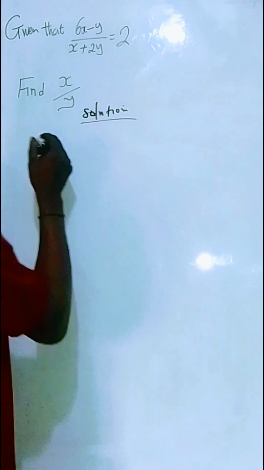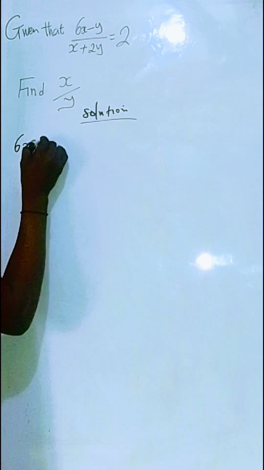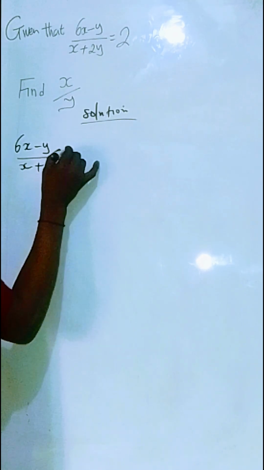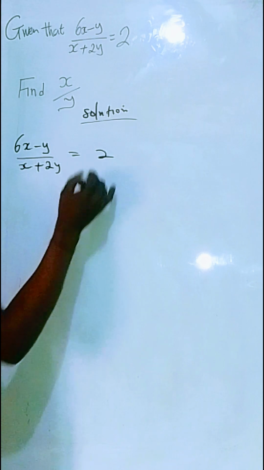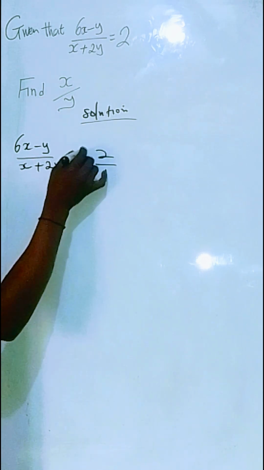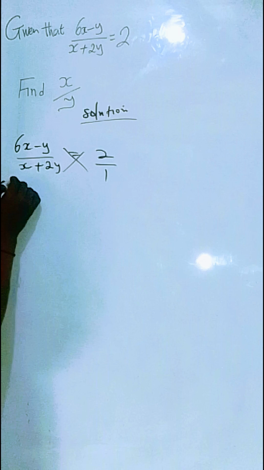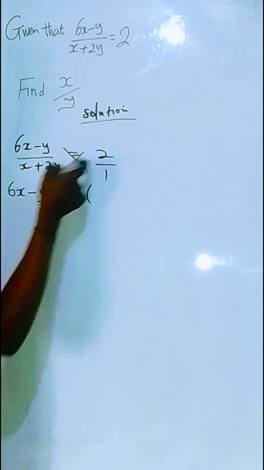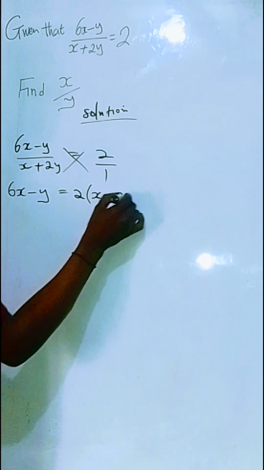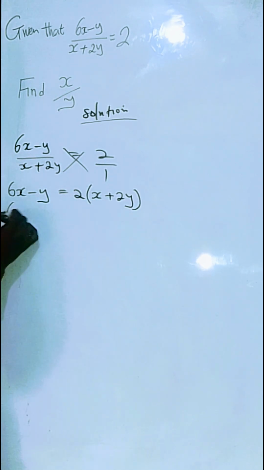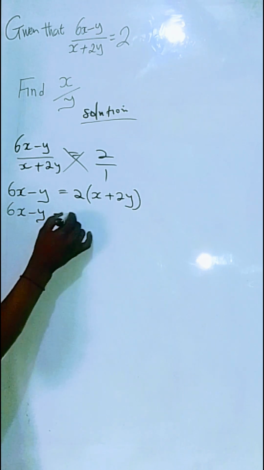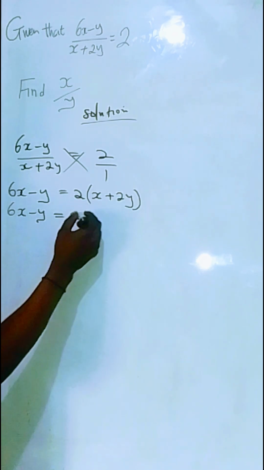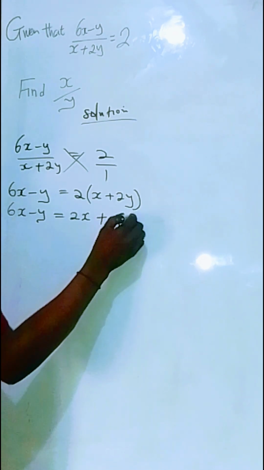So let's do this quickly. So we have 6x minus y all over x plus 2y, okay, is equal to 2. So obviously this one is equal to 1. Okay, so we've got to cross multiply. So we're going to have 6x minus y is equal to 2 times x plus 2y. We've got to open the bracket by multiplying the 2 throughout. So we have 2x plus 4y.